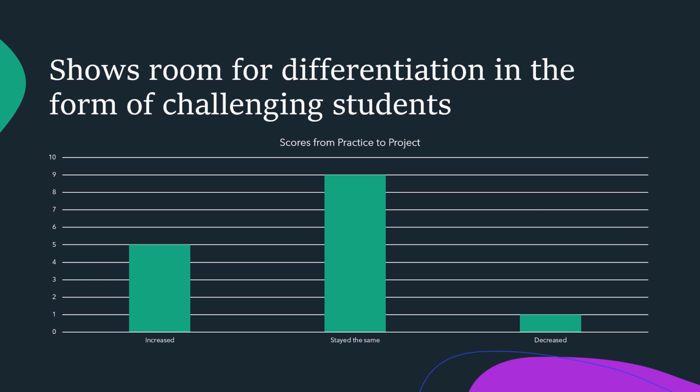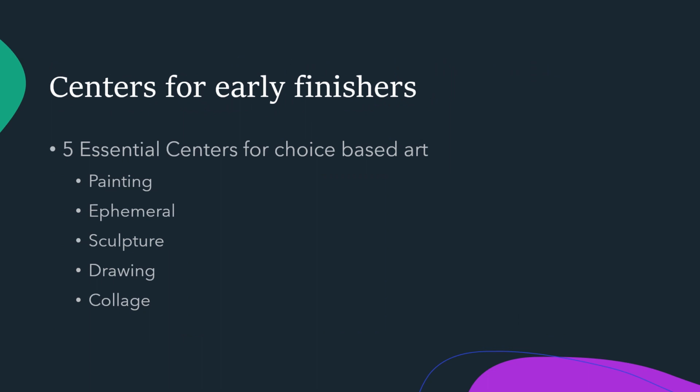The practice and project scores show that there are some areas for providing more challenging activities. As you can see, from practice to project, only 1 decrease in their score, and only 5 increased, whereas 9 stayed the same. So those students might not have been challenged enough. Centers in a more choice-based art classroom aid in building intrinsically creative students. So these 5 centers are very common for choice-based art, and I would love to incorporate them in my classroom wherever I can.